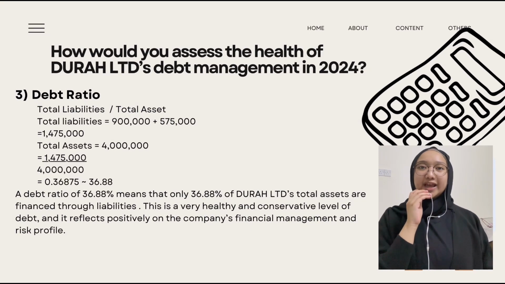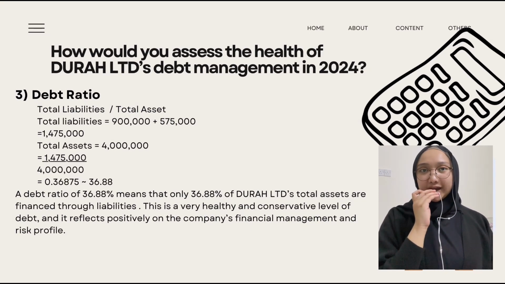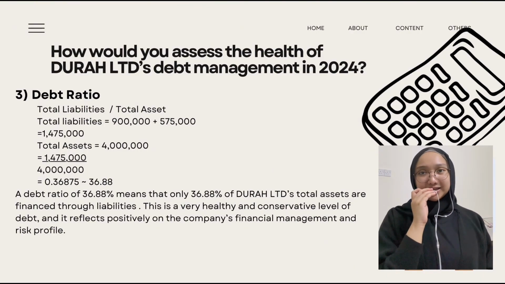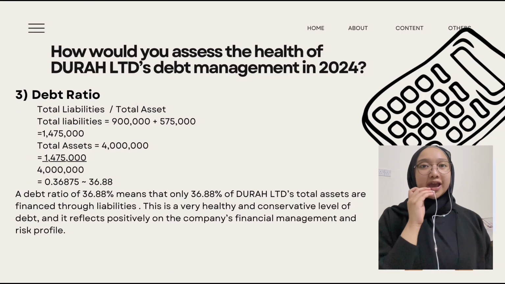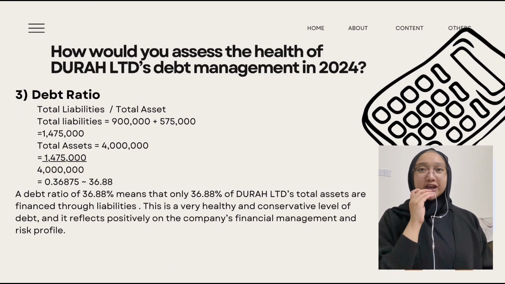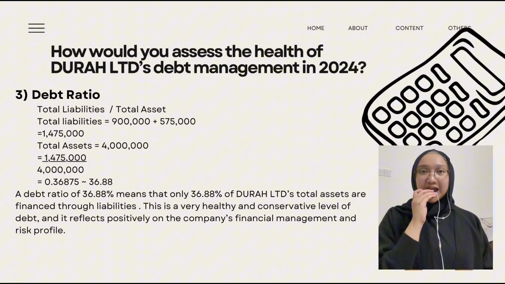And lastly, debt ratio, where we can see the debt ratio of 36.88 means that only 36.88 percent of Dura Ltd's total assets are financed through liabilities. This is a very healthy and conservative level of debt, and it reflects positively on the company's financial management and risk profile.